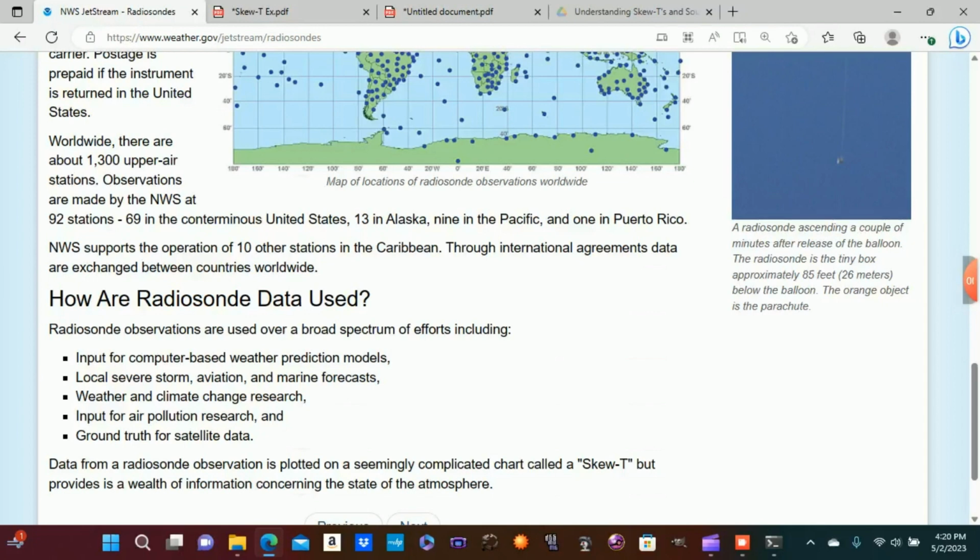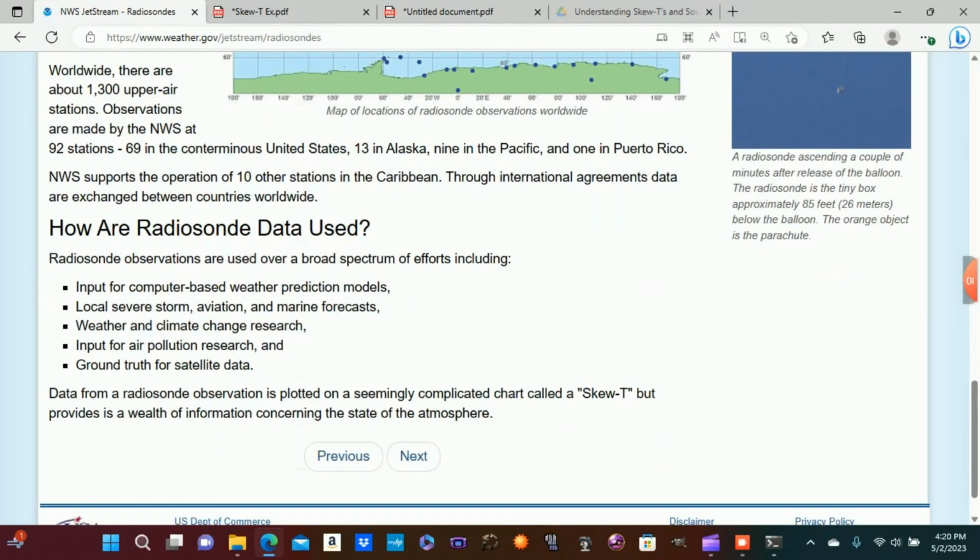So how is the data that we collect used? Down here lists some of the uses for the data, and the data that the radiosondes collect go into the computer weather models. So this is the input data that forecast models use, and we use that to help make the forecast for a given location.